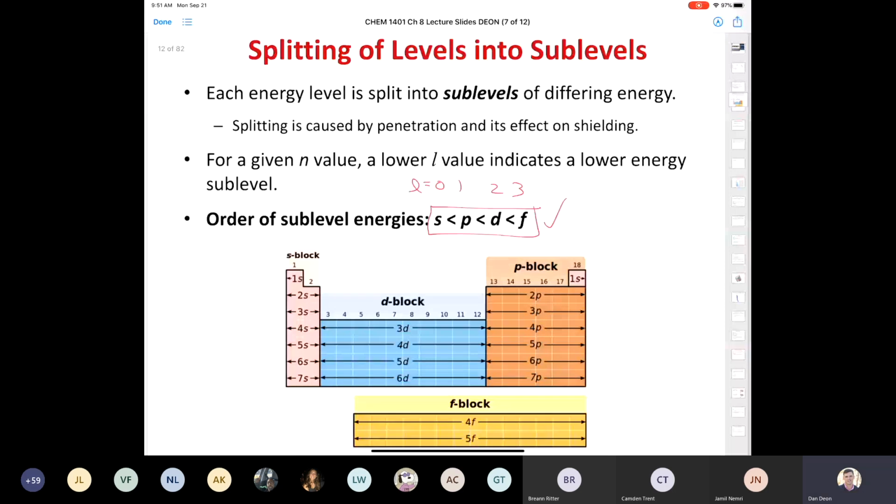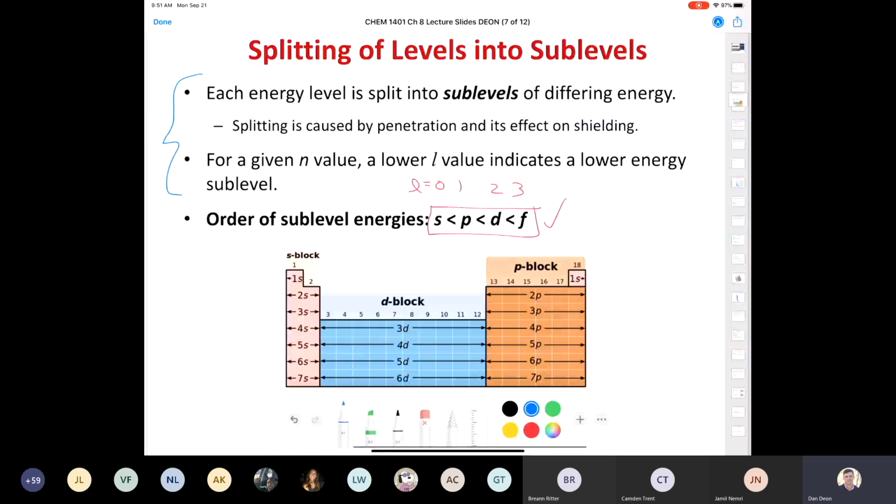Now, again, if I just summarize what I had written here, it says each energy level is split into sublevels of differing energy. Splitting is caused by penetration and its effect on shielding. I'm not going to go over that right now. It says for a given N value, a lower L value indicates a lower energy sublevel. Okay, well, let's follow here.